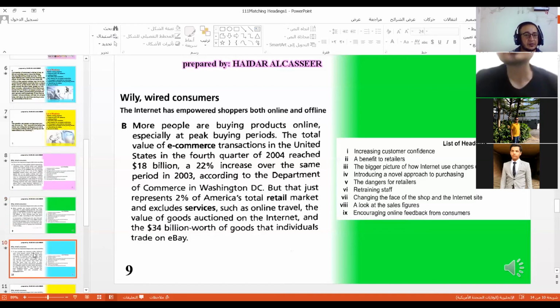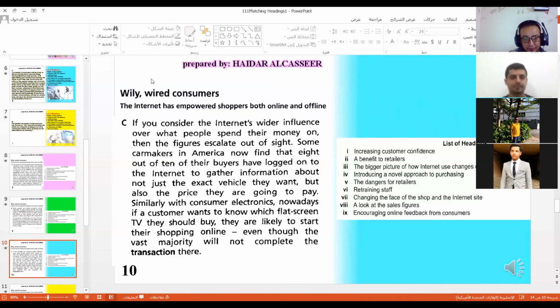Now, let's come to number 10. I mean, exercise C. If you consider the internet's wider influence over what people spend their money on, influence. We said when there is the word influence, the word effect, that means there is a change. Why? Because if you are influenced by someone or by something, you will change something. Here it talks about influence over what people spend their money on.